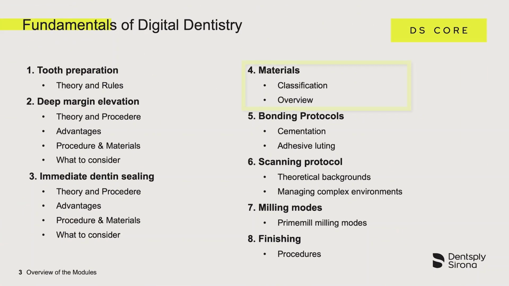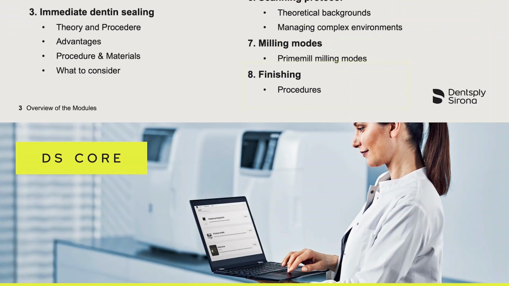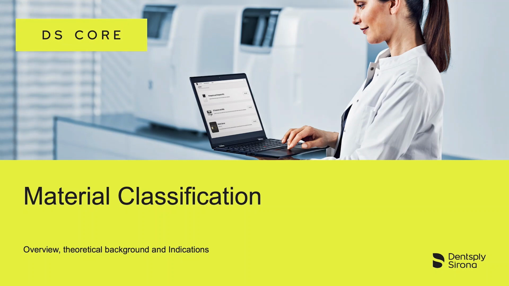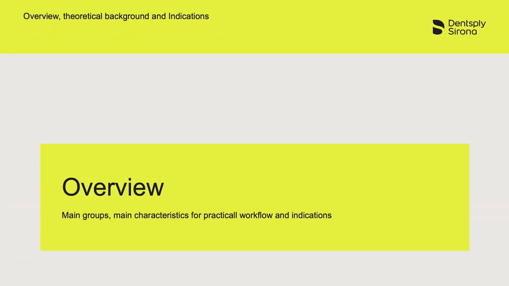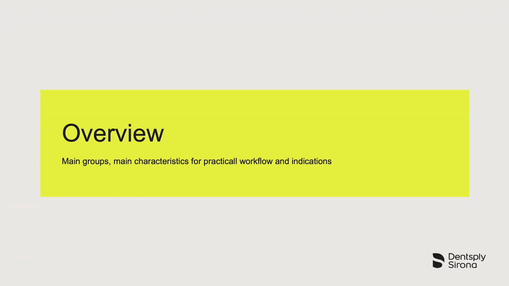Welcome to the Material Classification module. Here we give an overview of the different material groups, train the theoretical background, and build a bridge to the indication areas of the individual material groups. Materials, slide 5. Here we give an overview of the four main material groups and their main characteristics, which are crucial for practical processing and indication.